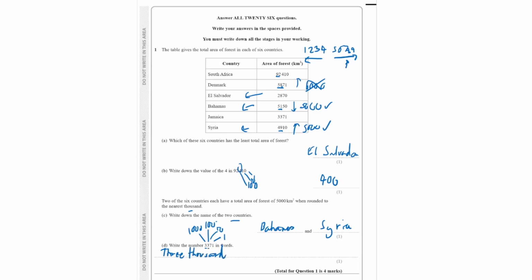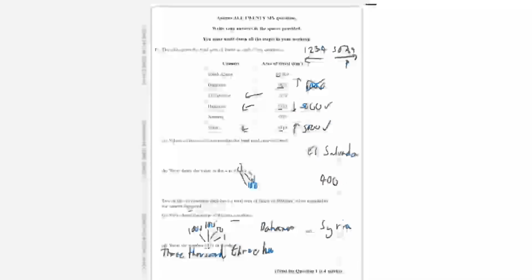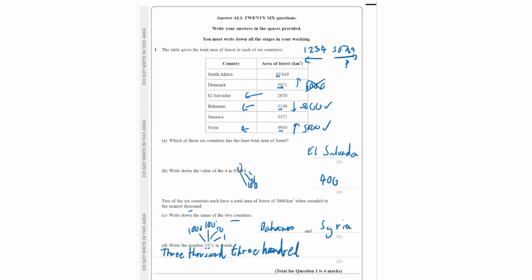Then moving on, we have 3 in the hundreds. So we write again 3, and then 100, and we have 7 in the 10. So we write 70, and we have 1 in 1. So we simply write 1, and that is our final answer.